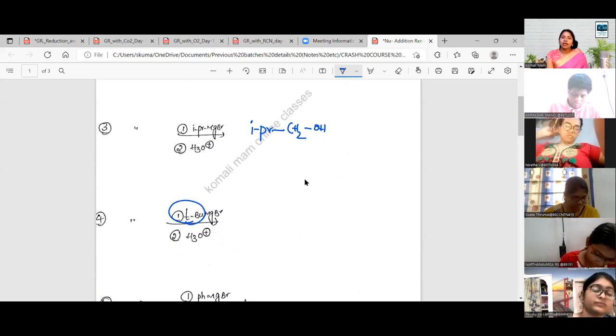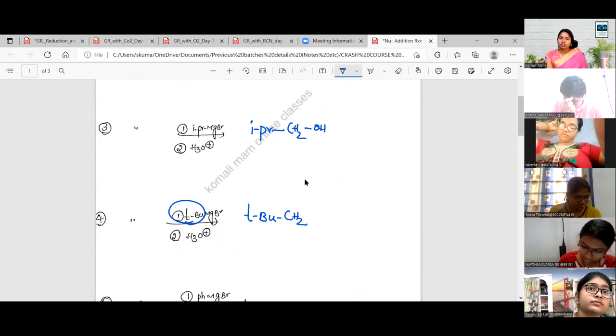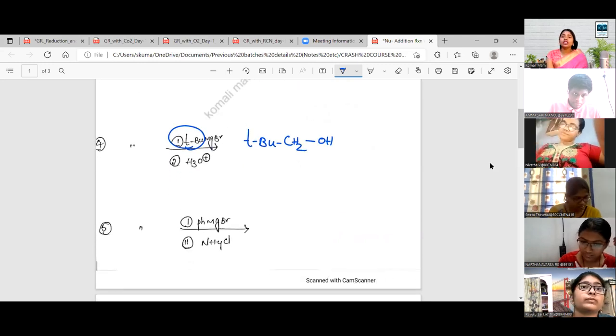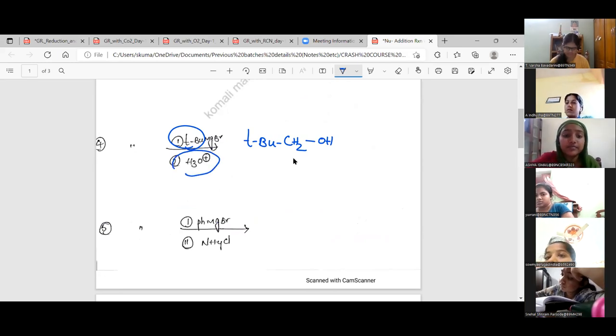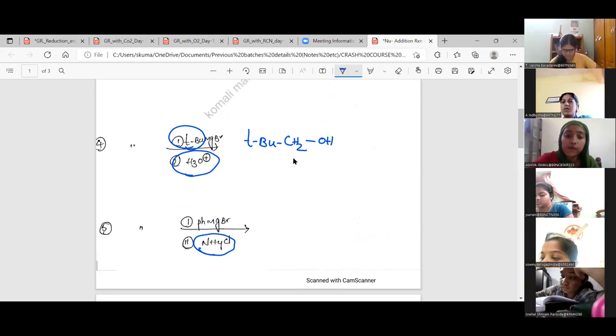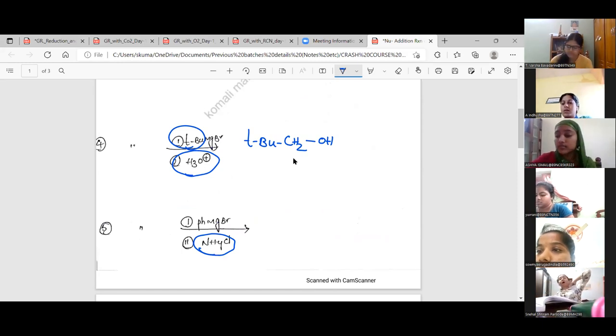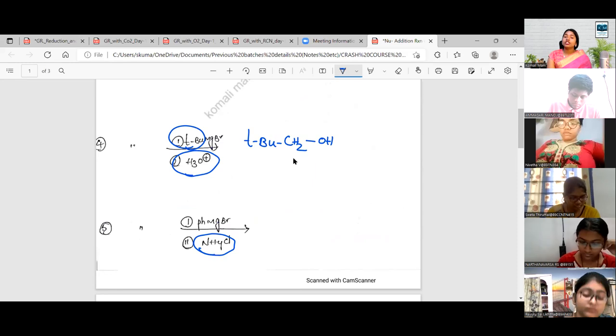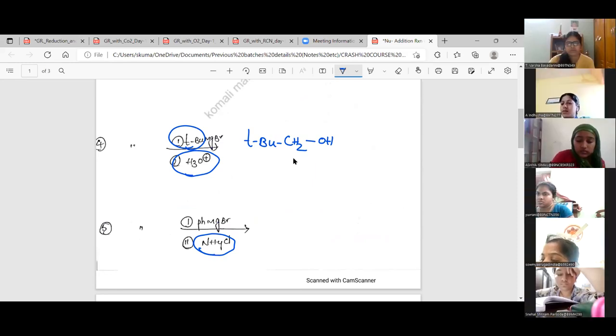TBU will attack on carbon, CH2. On oxygen, what will attack? Hydrogen. From where is this hydrogen coming? From water it is coming. You can take H3O plus or you can take ammonium chloride also. Both function the same. Ammonium chloride also, the ammonium ion is there, no? The ammonium ion gives H plus ion. H3O plus also gives H plus ion. Both are doing hydrolysis.